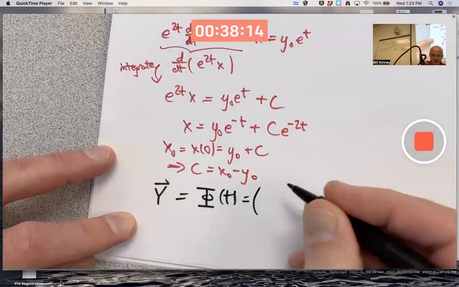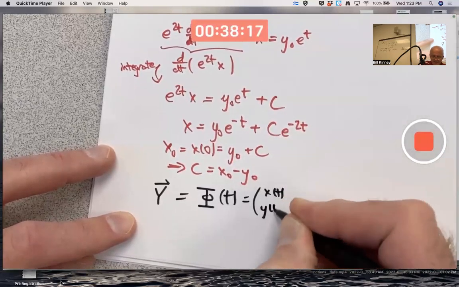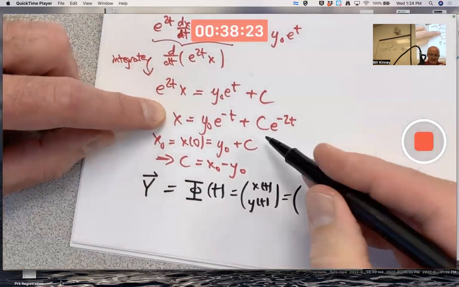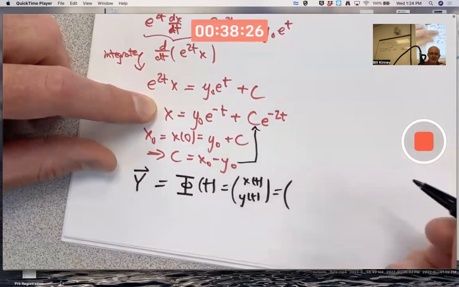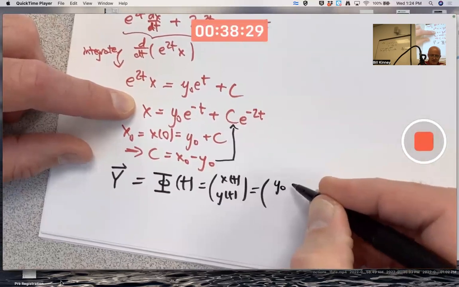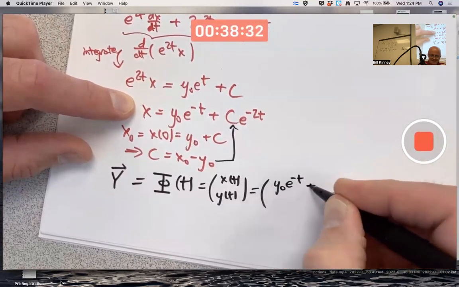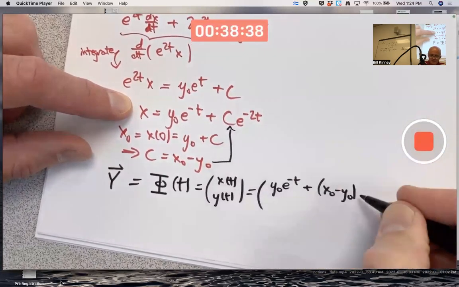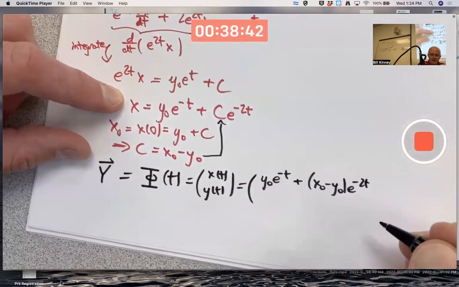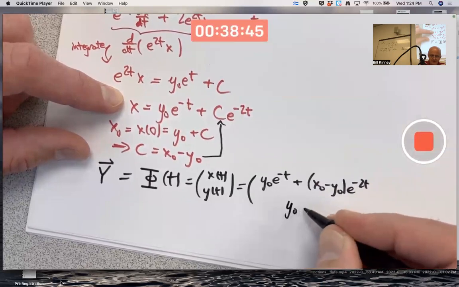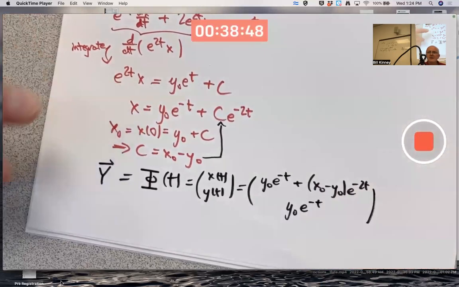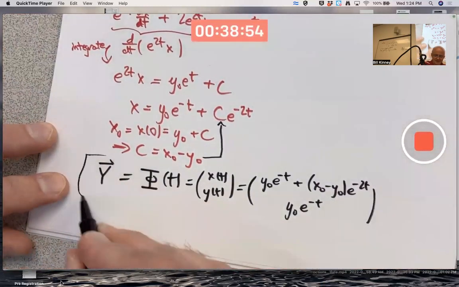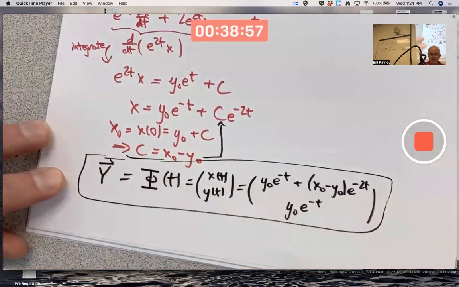It equals, well, you could write it little x of t and little y of t if you like. And what are those? Little x of t is this thing here. Replace c with x0 minus y0. So you'll get y0 e to the negative t plus (x0 minus y0), I'll put that in parentheses, times e to the negative 2t. And y, that was the easy one. That was y0 e to the negative t, that we found back 10 minutes ago. There is the unique solution of the generic initial value problem in vector form.